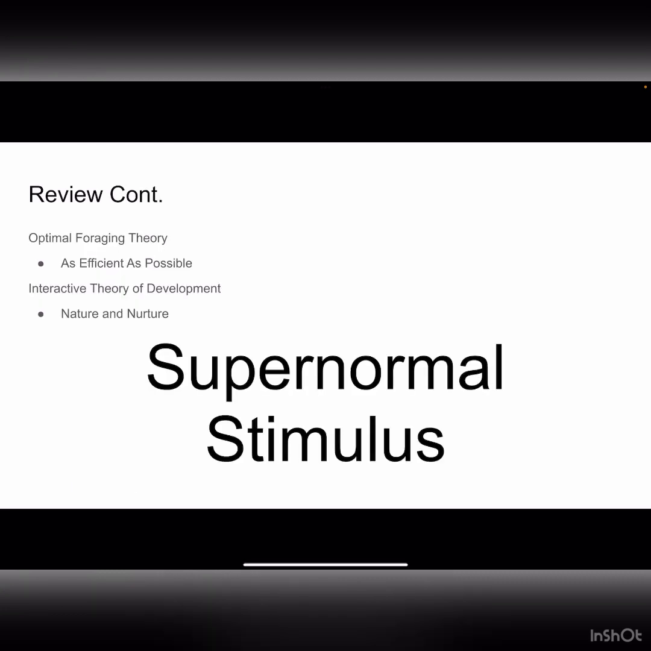We went over 2 theories. The optimal foraging theory is concerned with foraging behavior that is as efficient as possible. The interactive theory of development states that behavior is a combination between nature and nurture. And finally, a supernormal stimulus is a stimulus that is exaggerated just like so.